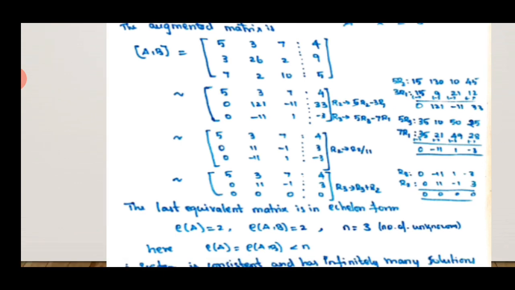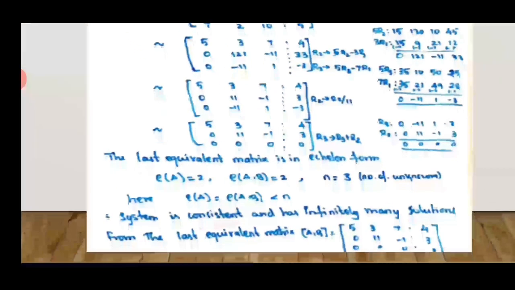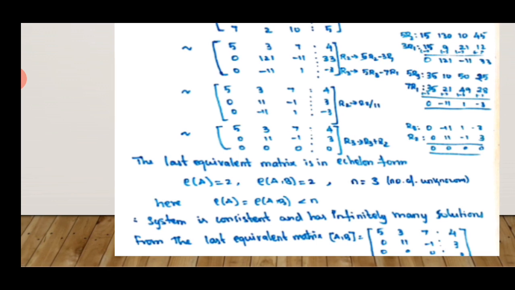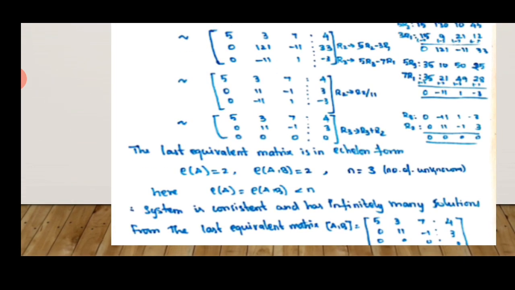So 5 R3 means 5 into 7 is 35, 5 2s are 10, 5 10s are 50, 5 5s are 25. And 7 R1 means multiply 7 in the first row. So 7 5s are 35, 7 3s are 21, 7 7s are 49, and 7 4s are 28. And give the minus sign and subtract. So you're getting 0, minus 11, 1 and minus 3. Take it and fill it in the third row. So we got this for second row and third row starting with entries 0.